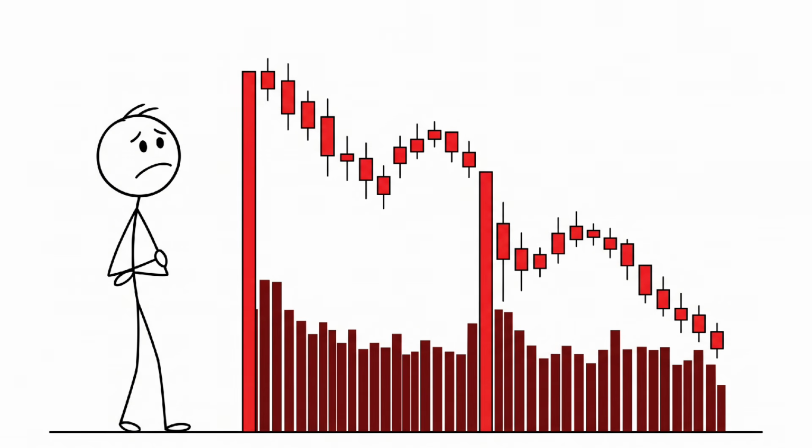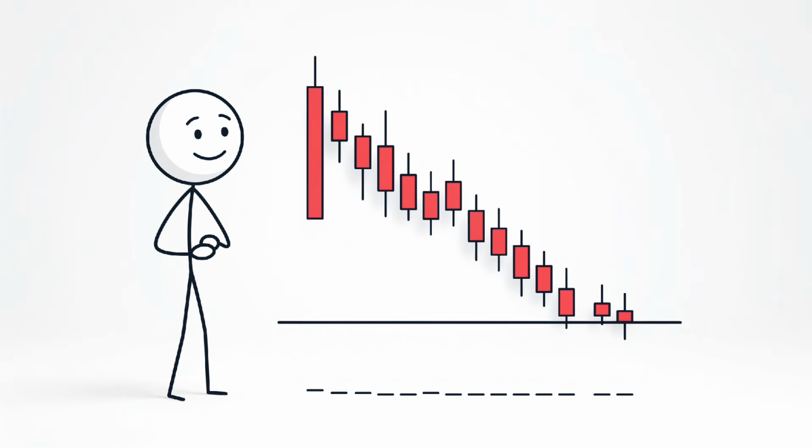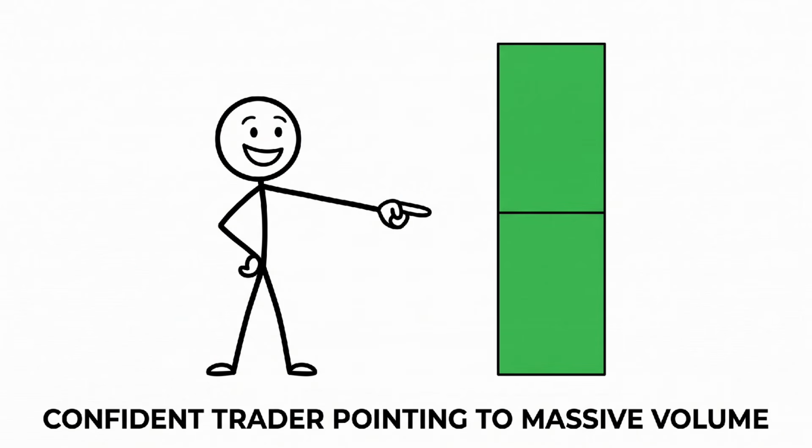The same principle applies during a downtrend. If price is falling while volume continues increasing, sellers are highly aggressive. But if price is falling while volume keeps decreasing, selling pressure is fading. This is often where smart money begins quietly accumulating positions. That's why looking at price alone isn't enough. Volume tells you how much real conviction exists behind every move.